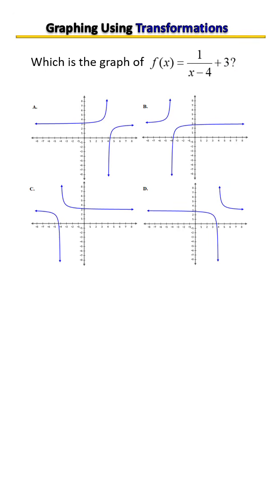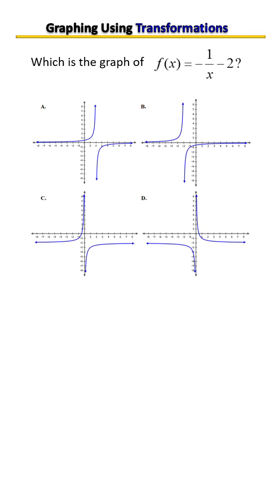So the graph of 1 over x, recall it is normally in quadrant 1 and 3, so you're looking for that. Now shift it 4 units to the right and then 3 units up, and that would be choice D.